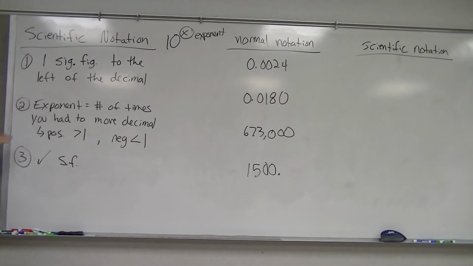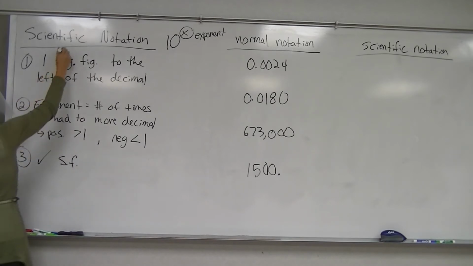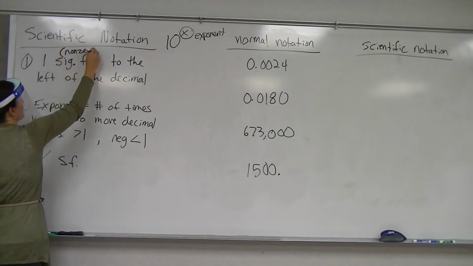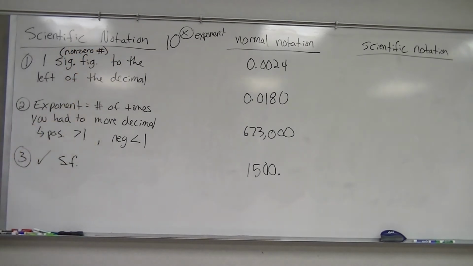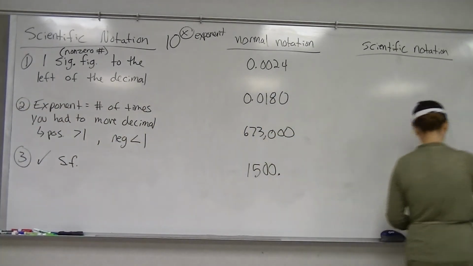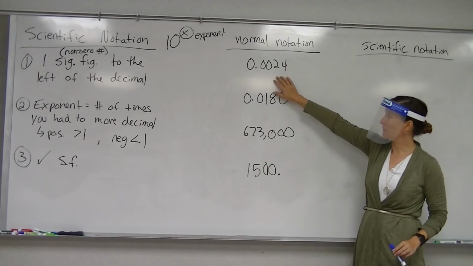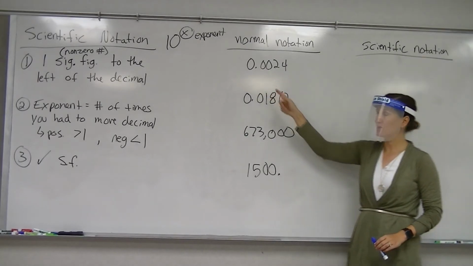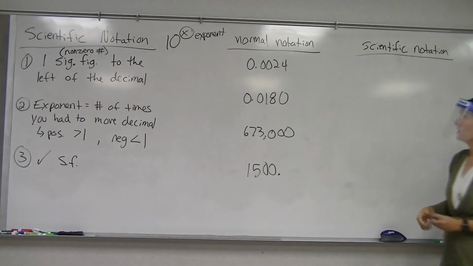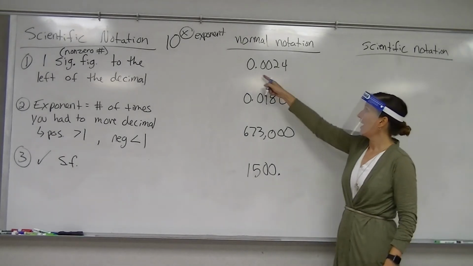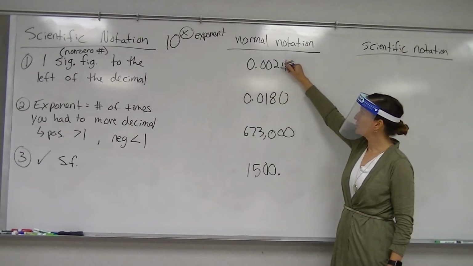So how do we do this? These rules we're going to apply to each of those normal notation numbers so that we can represent them in scientific notation. The first rule is saying we want one significant figure to the left of the decimal. When I say significant figure, I mean a non-zero number. So I want just one non-zero number to the left of the decimal. I'm going to do that for this first one. The decimal point now is between two zeros. When I represent it in scientific notation, I'm going to put a new decimal point in it. And where am I going to put that? I'm going to put it between the 2 and the 4.